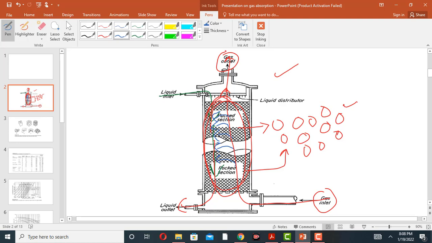So absorption takes place inside this packed tower, and clean or nearly pure gas is coming out from the top, and dirty liquid is coming out from the bottom. So this is a packed bed tower, and this is the liquid distributor, to distribute the liquid over the packing material.